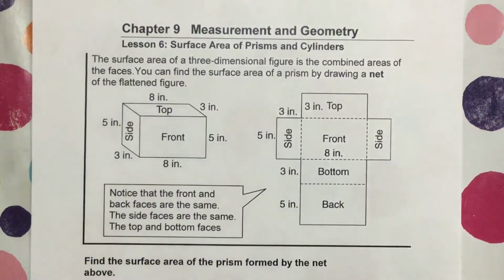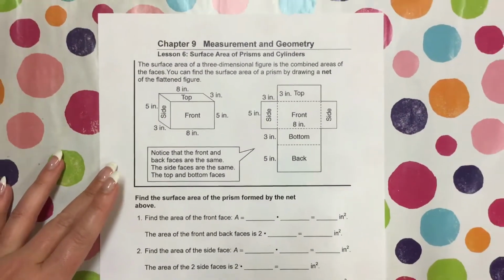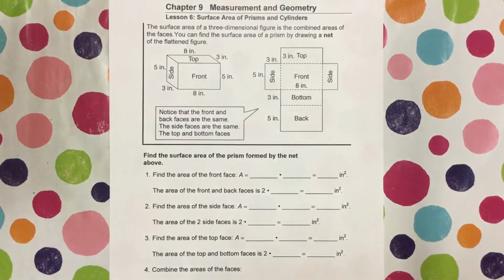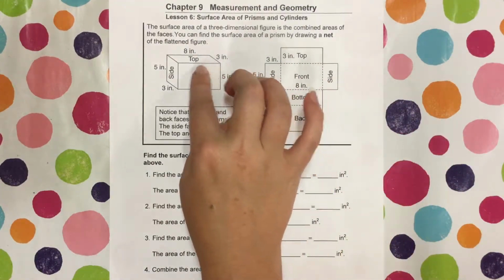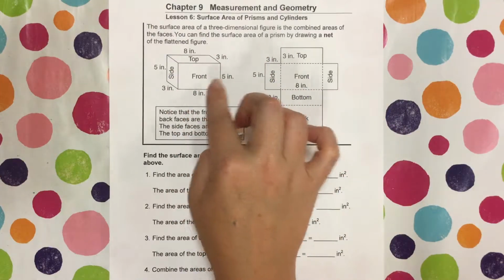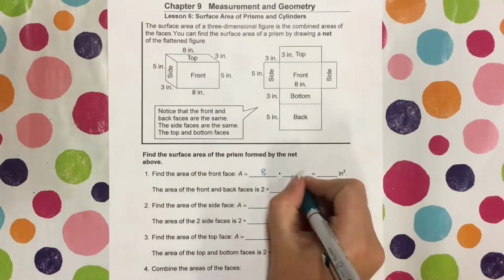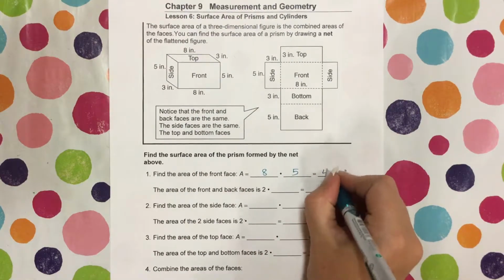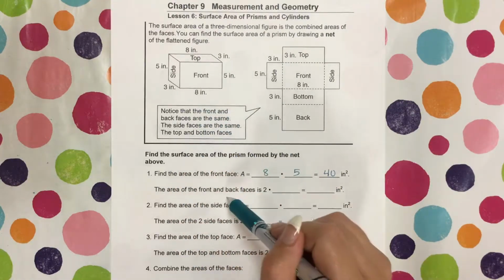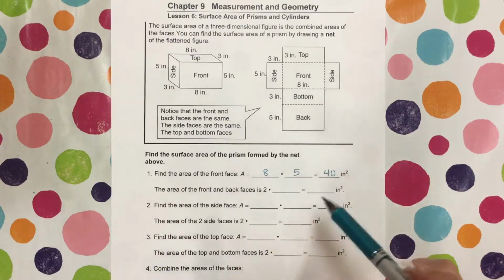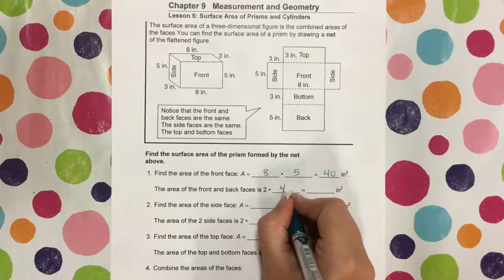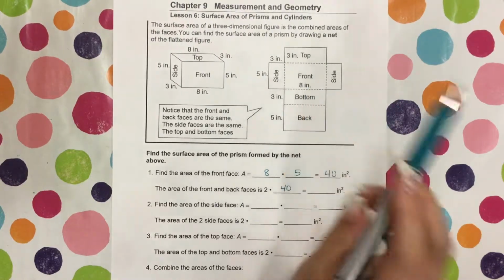Okay? So we're going to find the surface area of the above figure. So the first thing we're going to do is find the area of the front face. Well, the area of the front face is a rectangle, so it's just going to be length times width, or 8 times 5. 8 times 5 is equal to 40 inches squared because we're talking about area. Now, the area of the front and the back are exactly the same. So we can just multiply 2 times the area of the front, and then we would know what the area is of both the front and the back.